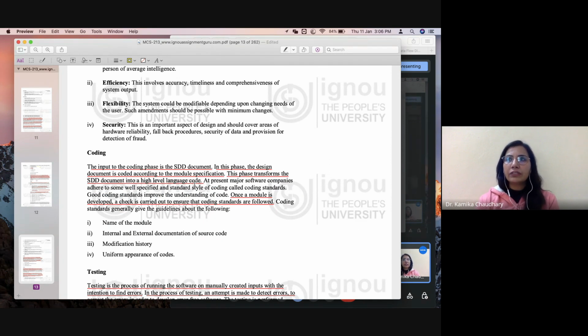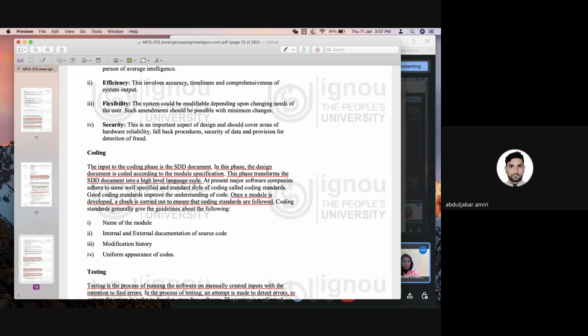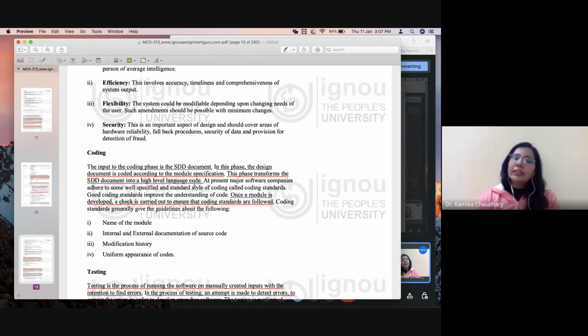Now the thing which is left is coding, actually creating the software, because without coding the software cannot be created. So the input to the coding phase is your SDD document. Which phase was the SDD document the output of? The design phase. Very good. So in coding, that output is going to work as the input for the coders.